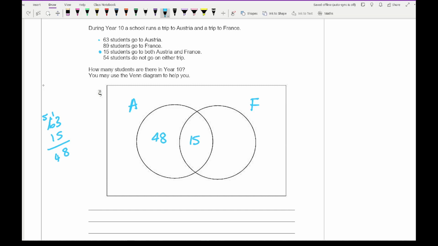Then if I do the same for France, I've got 89, take away 15, which is going to be 74. And then how many students go on neither trip, which is going to be 54. Then all I need to do is add up the numbers in each of the 4 sections of this Venn diagram. So 48 plus 15 plus 74 plus 54, and that gives me an answer of 191.